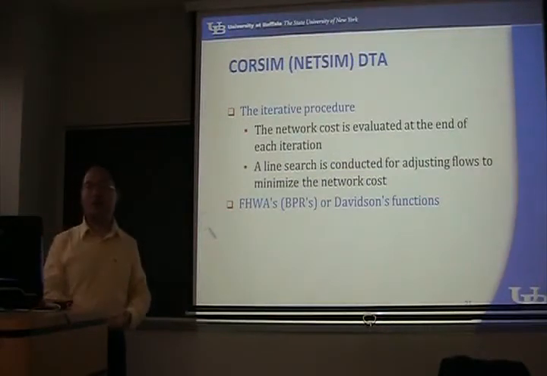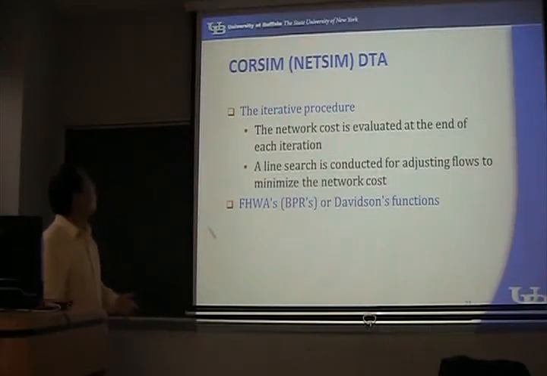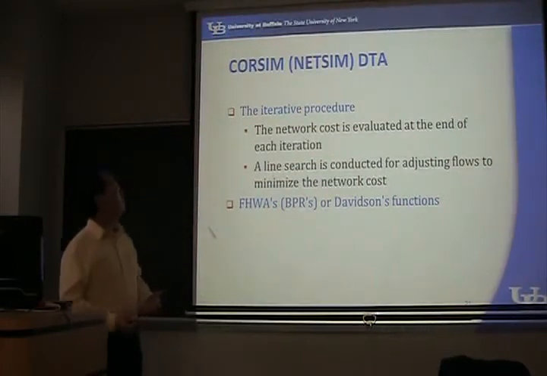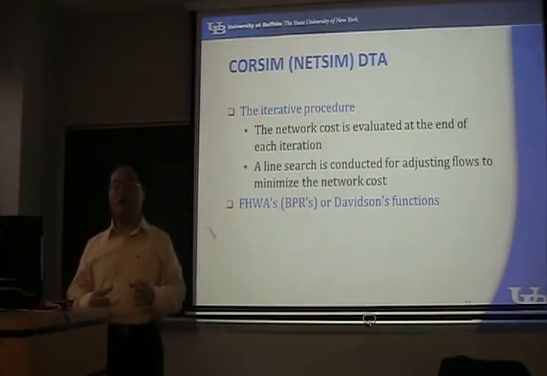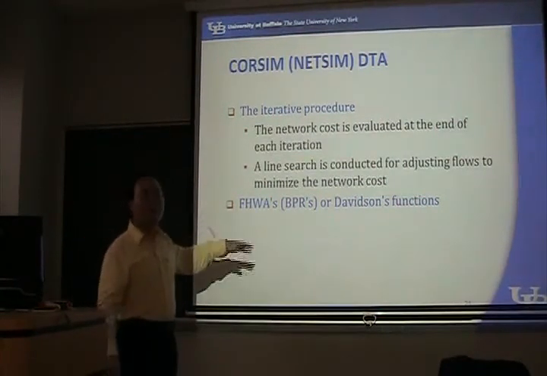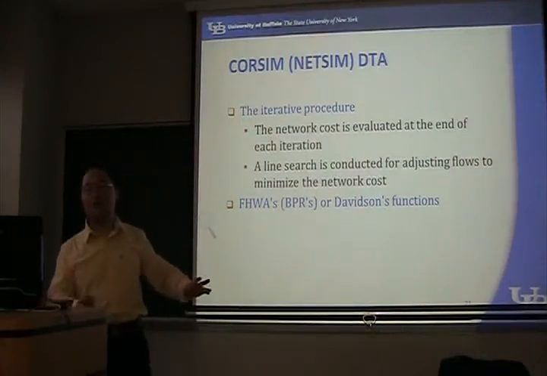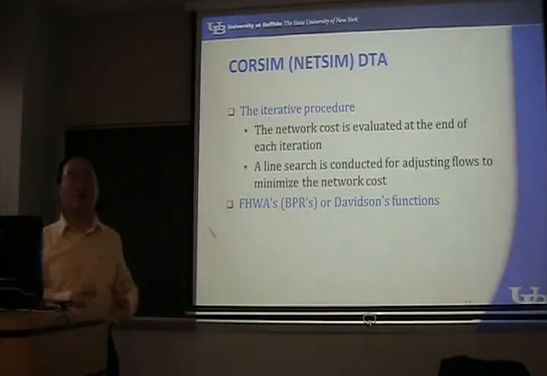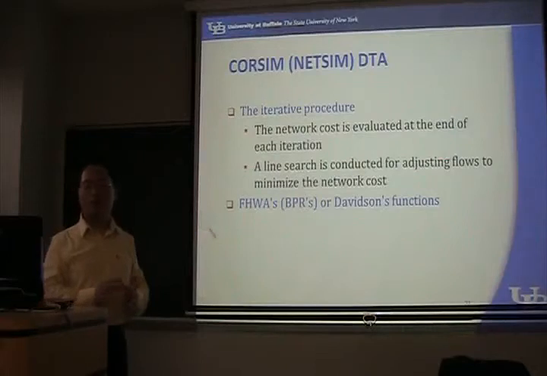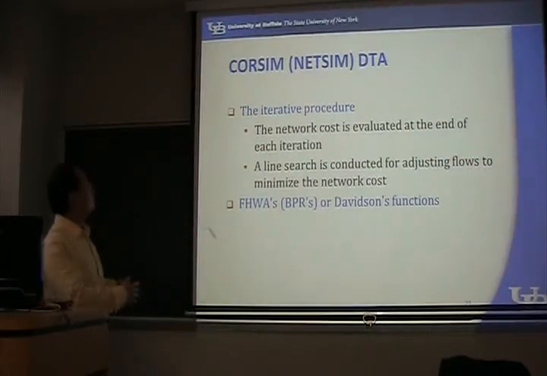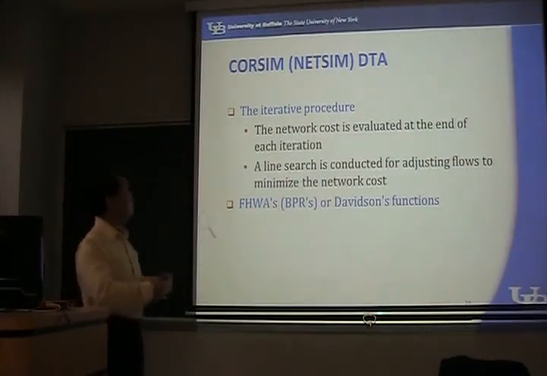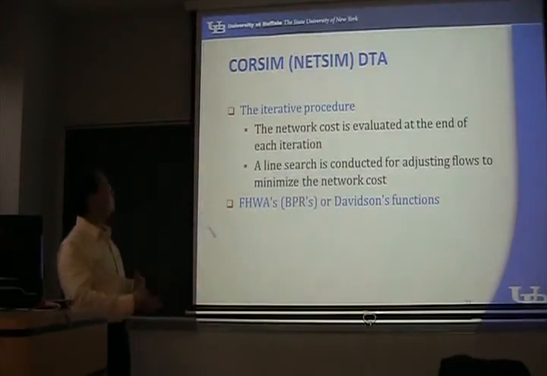The next one is called CORSIM DTA, or NETSIM DTA. CORSIM has two parts, NETSIM and FRESIM. FRESIM is for freeways, and it's very different from what we are talking about today, so I just ignore it today. NETSIM is about urban network, and CORSIM or NETSIM is using an iterative procedure. So CORSIM is also dividing the whole simulation into several iterations.